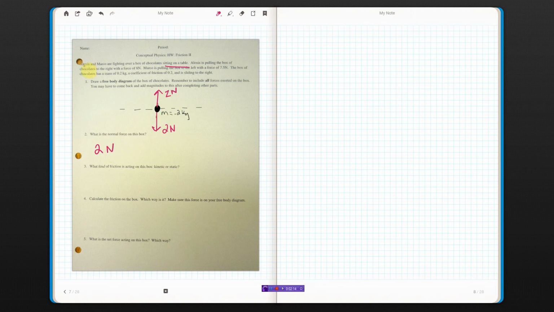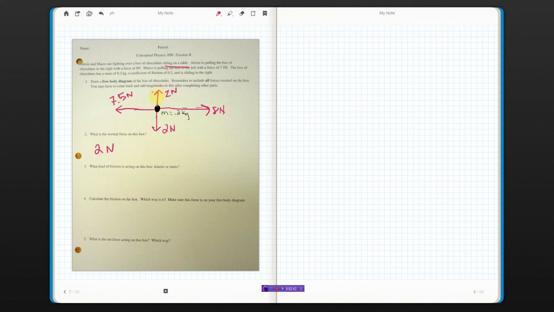Let's see, Alexis is pulling the box of chocolates to the right, so I've got the force of Alexis with a force of 8 newtons. That's more than 2, so this should be longer than the 2's. And Marco's pulling to the left with a force of 7.5. Come on. There it goes. Okie dokie.